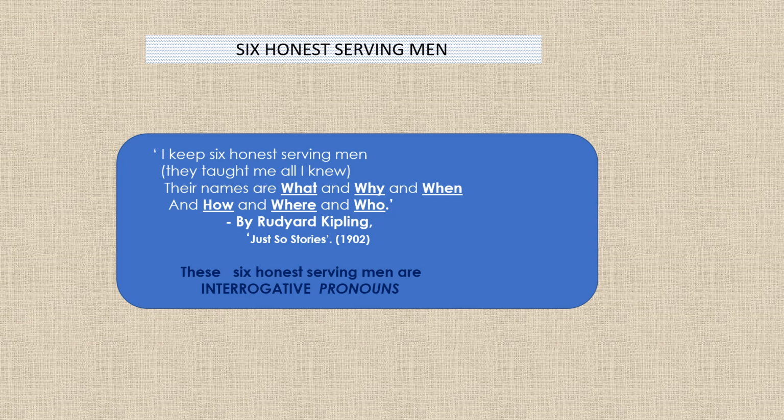This is a saying by Rudyard Kipling, six honest serving men. I keep six honest serving men. They taught me all I knew. Their names are what and why and when and how and where and who. It is from his book Just So Stories, published in 1902. These six serving men, what, why, when, how, where, who, are the interrogative pronouns. What a beautiful saying that fits the interrogative pronouns here.